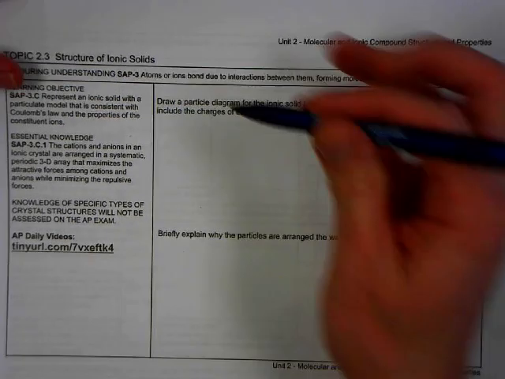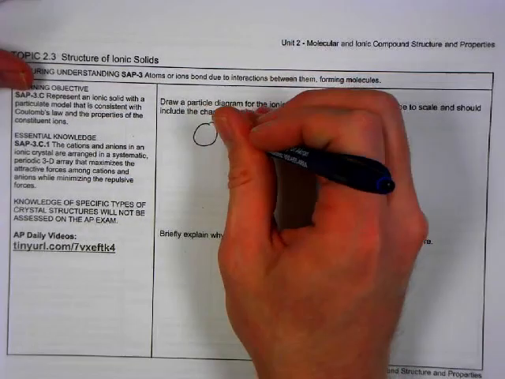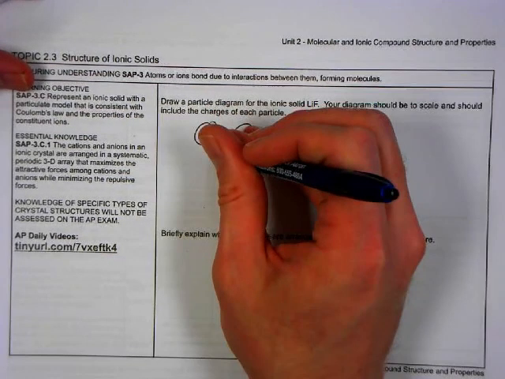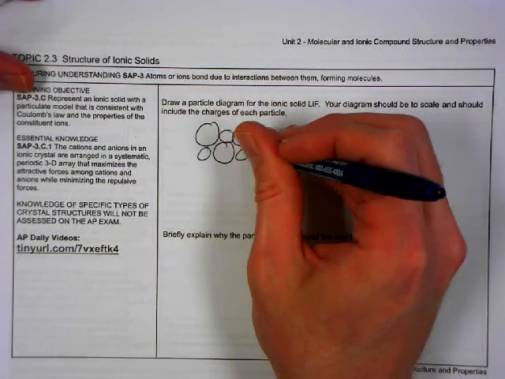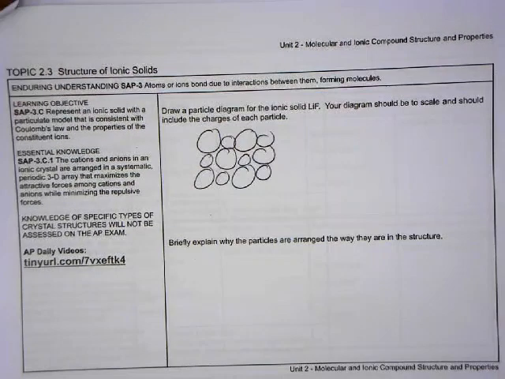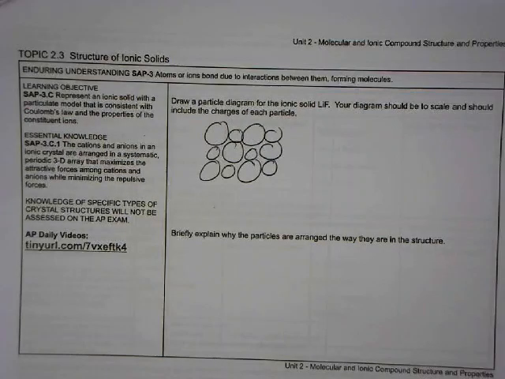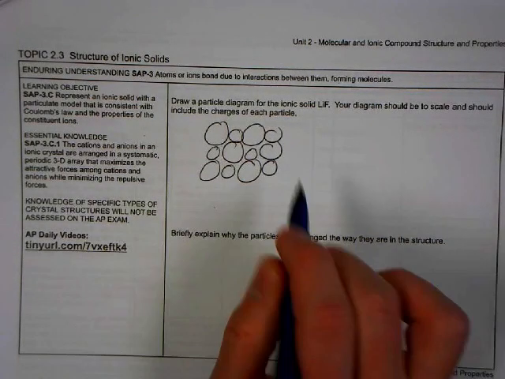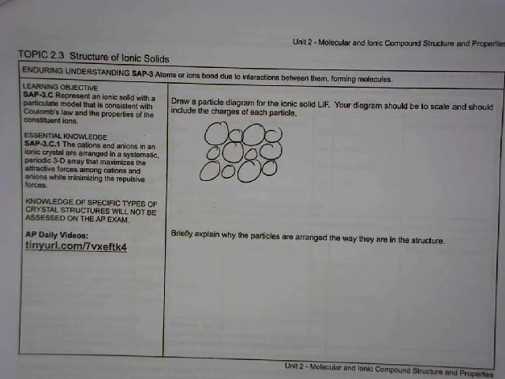Draw a particle diagram for the ionic solid LiF. We're taking notes. So I'm going to have big, small, big, small, small, big, small, big, big, small, big, something like that. What's this called? Big, small. Wait, what's after the big one? Okay. What did I just make? A crystal lattice.